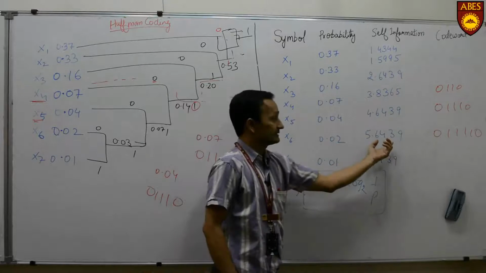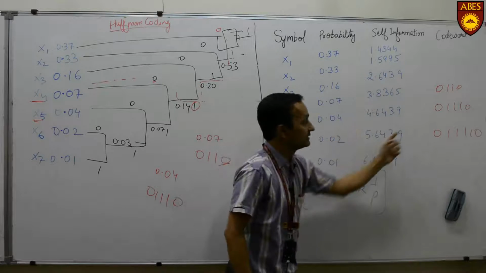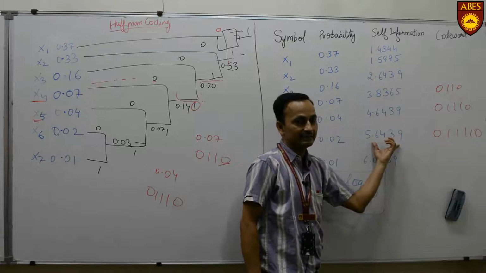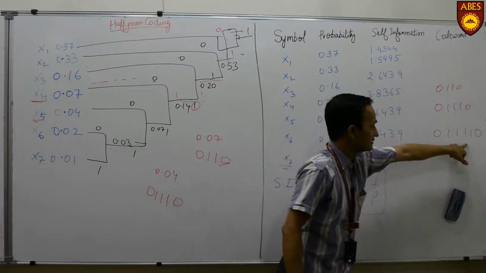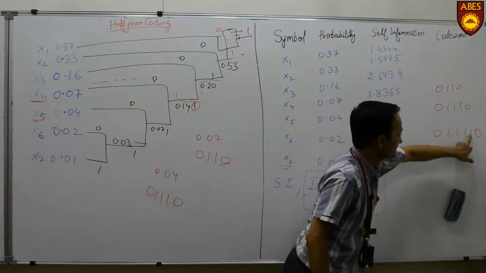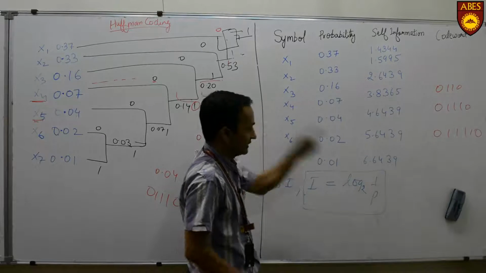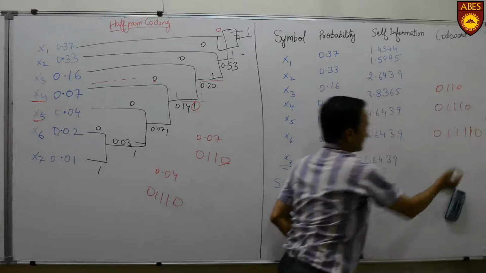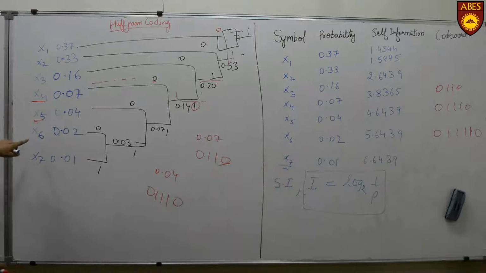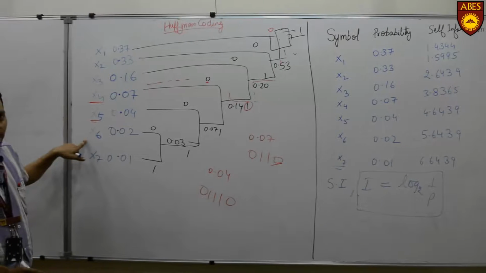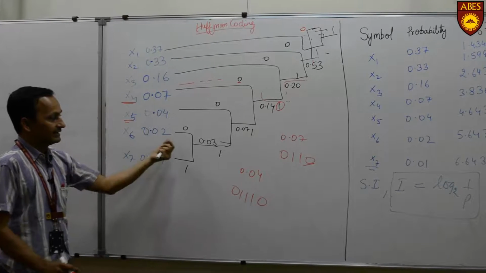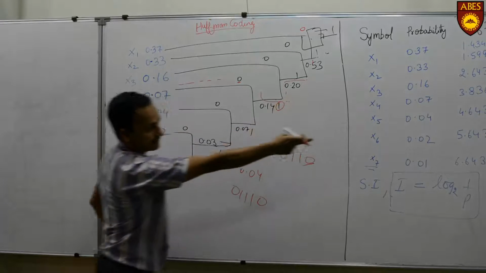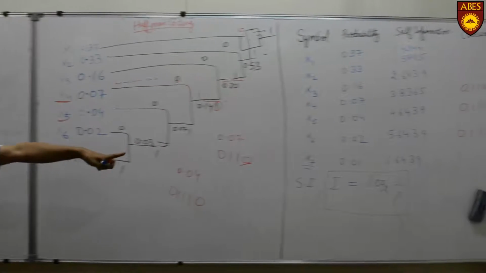If we compare this self information with the code word, you will get the same number of bits, which is 5. In this case also I am getting 5 bits, and 5.6 comes out to be 6 bits. We can take for example X6. For X6, 0, 1, 2, 3, 4 ones are there, and we have these last two zeros.